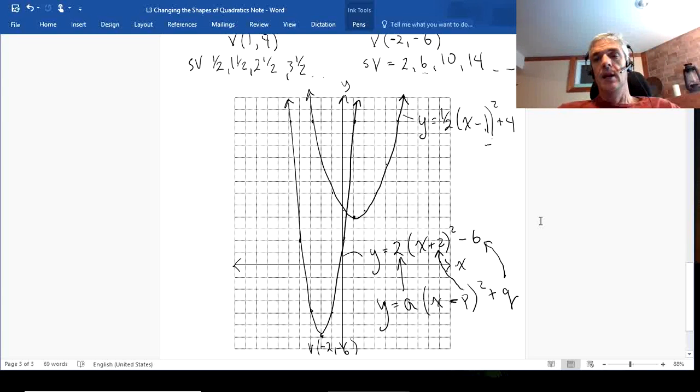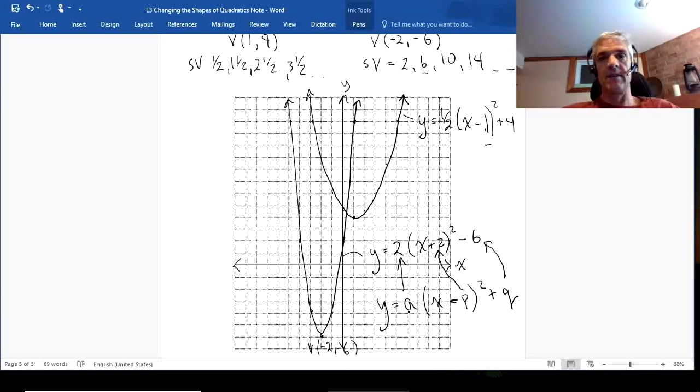All right, p and q give me my vertex. A gives me my step value, or change in step value from the standard step value. And some textbooks, some people like to teach using that or explaining it that way. It really doesn't matter to me.